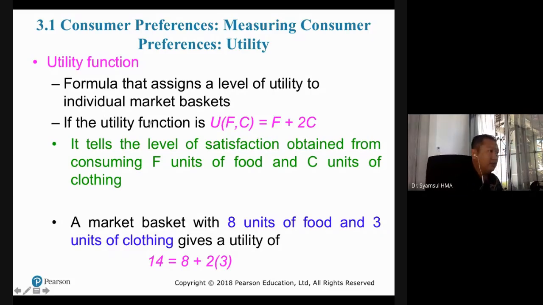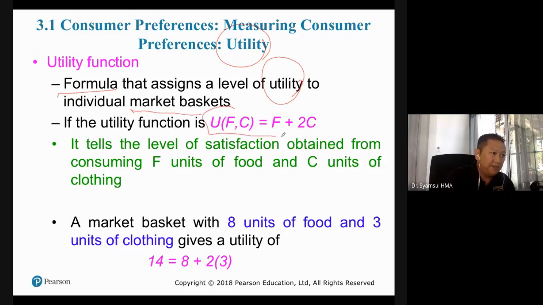We talk about this utility function. You see, measuring the consumer preference, the utility, is the formula that assigns a level of utility to an individual market basket. This is the example here. Here, utility is a function of food and clothes.